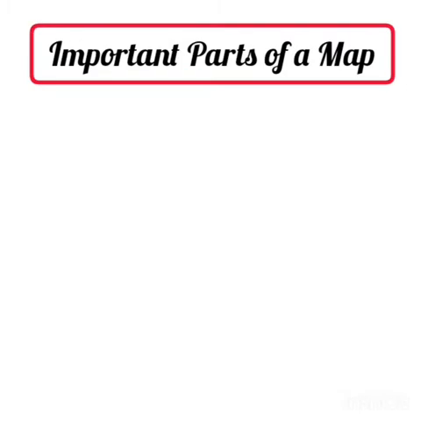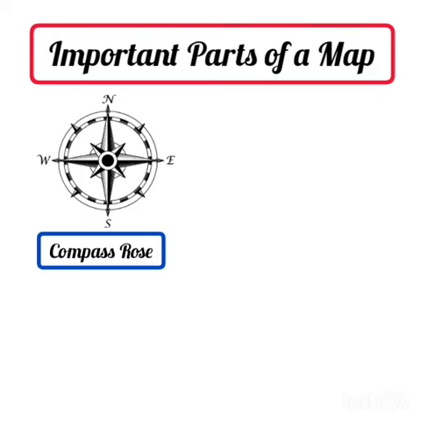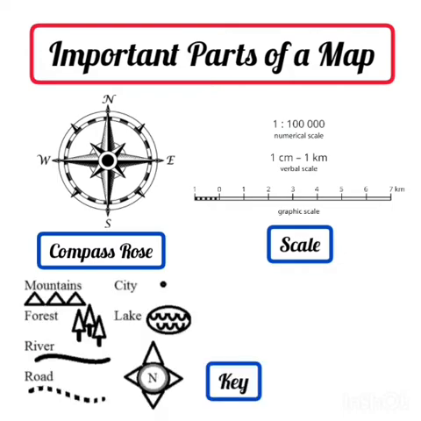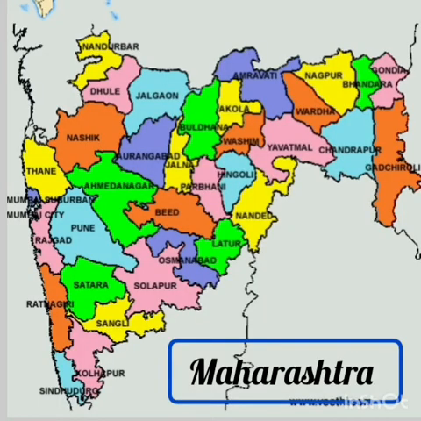Important parts of a map. Compass rose. It shows directions on a map. The scale. It shows what a distance on a map is actually equal to on the ground. The key tells us what different symbols, colors, and lines on a map mean. Now, this is the map of our Maharashtra state.